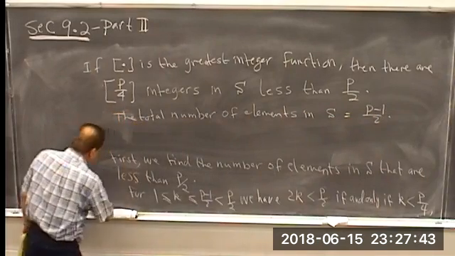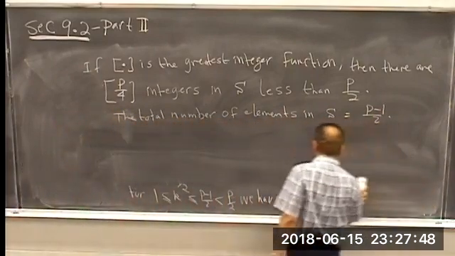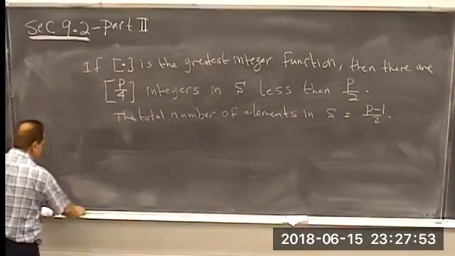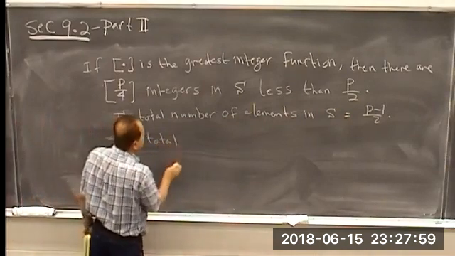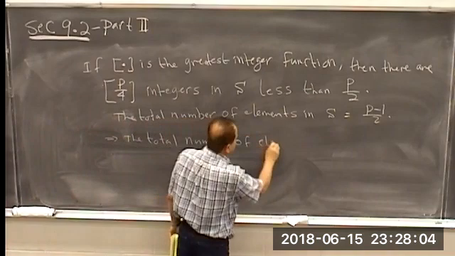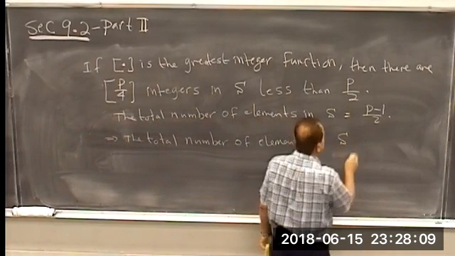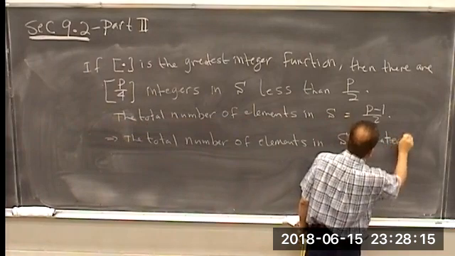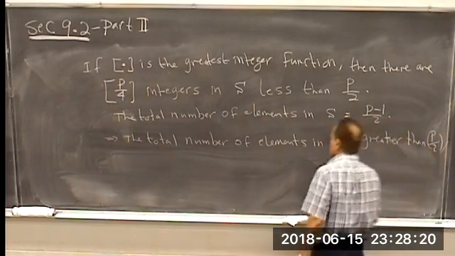Now we need to come up with the number that are bigger than p over 2. So in S, this implies that the total number of elements in S greater than p over 2, remember, this is n, that is n.